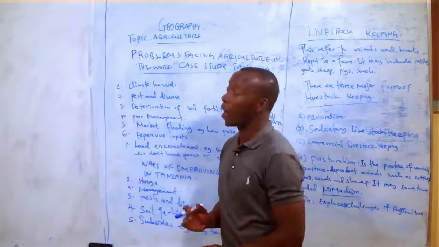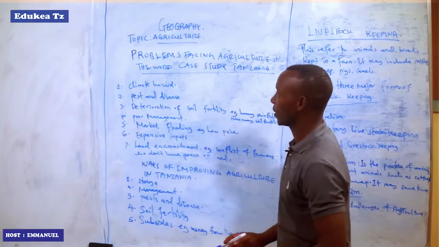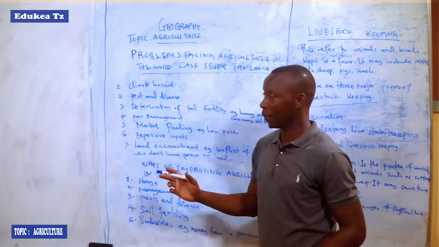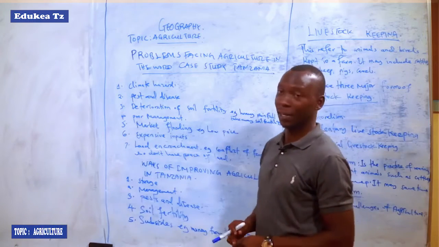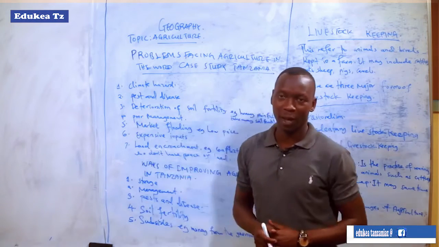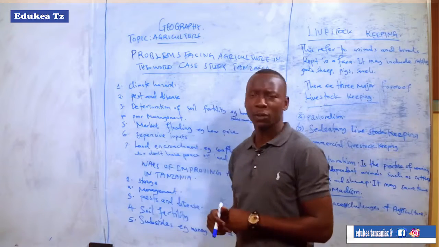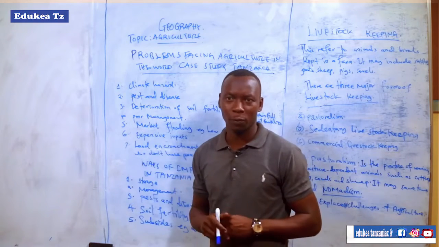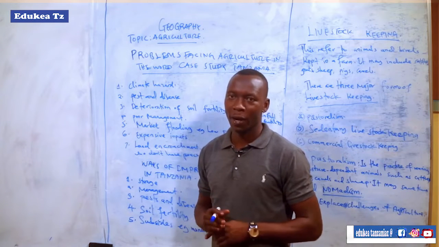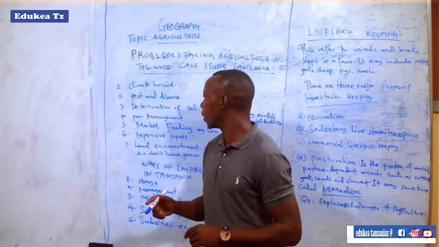Yes, class. After looking at the advantages of agriculture, now let us see the problems facing agriculture in the world, a case study in Tanzania. First is the climate hazard. Climate hazard may be a change of climate. If there is a change of climate, automatically agriculture will be affected. Through the change of climate, there may be a shortage of rainfall or the absence of rainfall throughout the year, so agriculture will not be productive to the maximum.